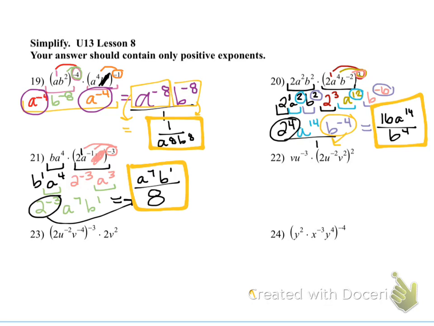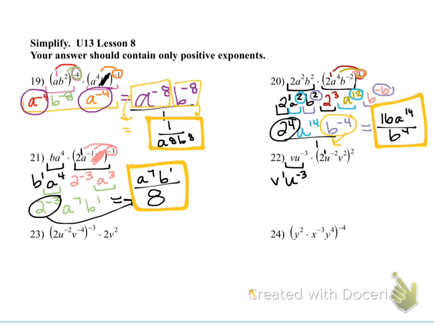All right, on to number 22. Same process, look at each part, see if it's got a power. So this one does not, so I'm going to rewrite it down here. So v to the first, u to the -3. And then we're going to take our power in our second part. But remember, does everything have an exponent? In this case, not quite. The 2 does not, so I'm putting a 1 with it.